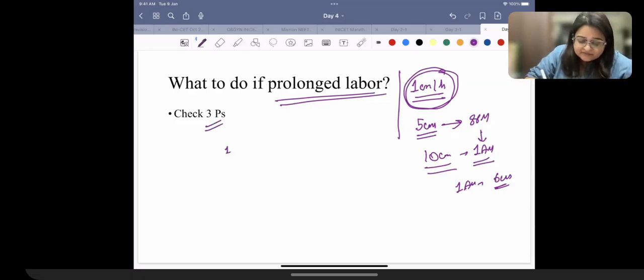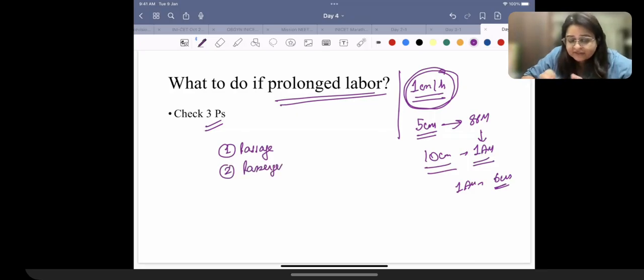What are the 3 P's? The first P is the passage. That means there's a problem in the pelvis. Right? The second is the passenger. That means there's a problem in the fetus. Passage means maybe it is an android pelvis, maybe it's an anthropoid pelvis. Okay? Passenger means there's a problem in the fetus. Maybe it is an occipito-posterior position.